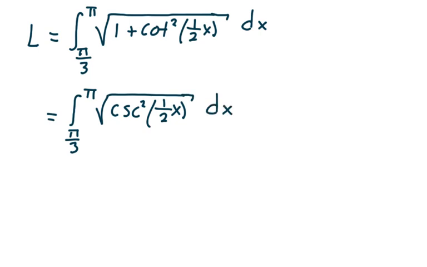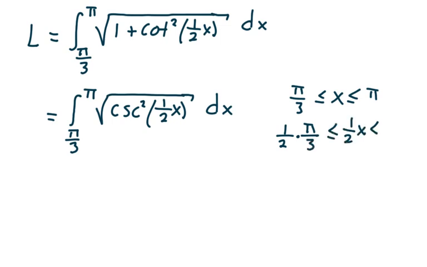Now, we have to be careful here. I want you to notice something. x is wedged between pi over 3 and pi. Multiply through by 1/2. So 1/2 times pi over 3 is less than or equal to 1/2 x, which is less than or equal to 1/2 times pi. So pi over 6 is less than or equal to 1/2 x, which is less than or equal to pi over 2.